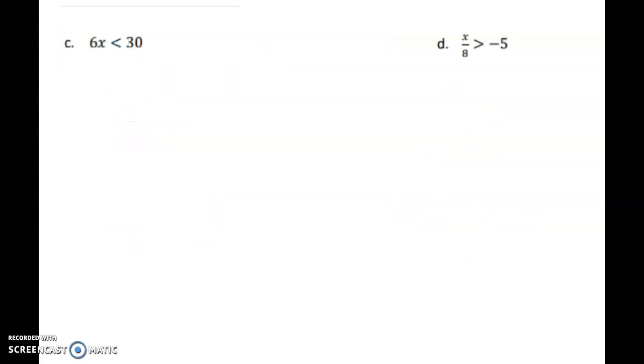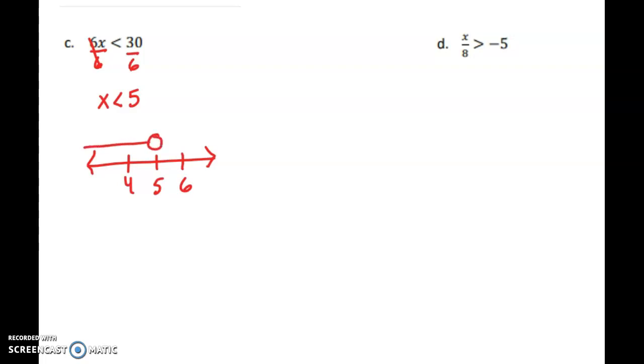Let's look at example 1c. So to get x by itself, I divide by 6. Now, I'm dividing by positive 6, so I don't flip the sign. You only flip the sign when you're multiplying or dividing by a negative number. So I have x is less than 5. So I'm just going to put on my number line 4, 5, and 6. The circle goes about the 5. It is open because less than is an open circle, and it points towards the left.